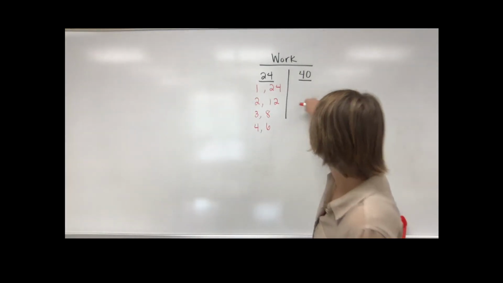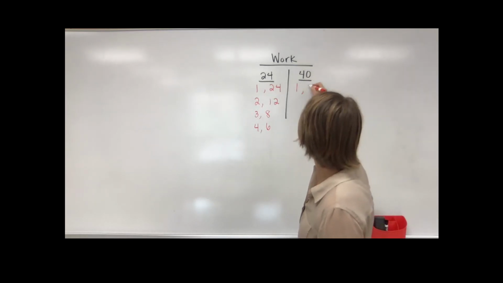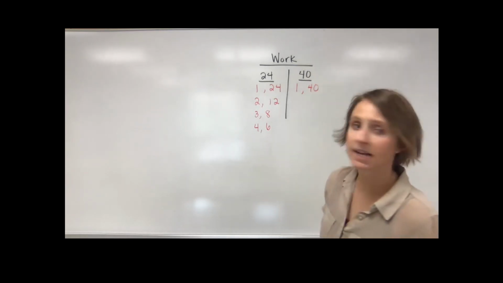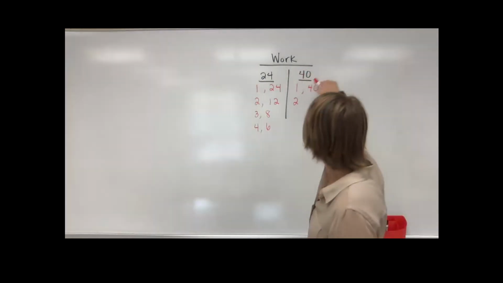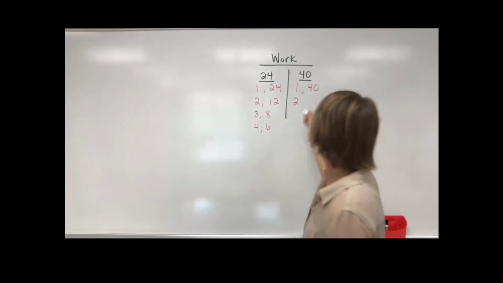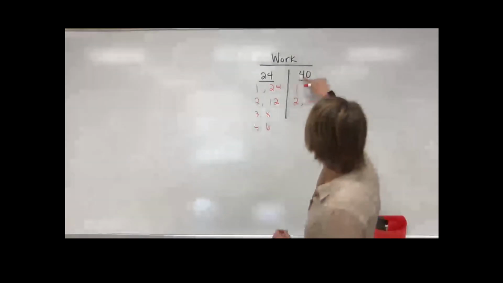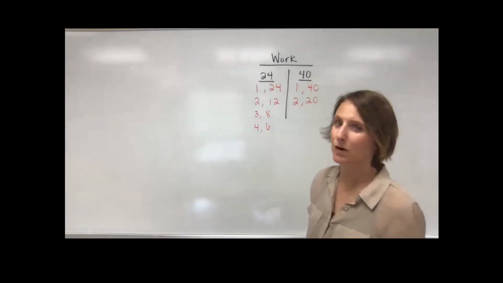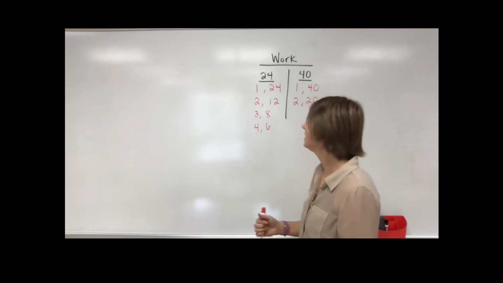Let's go over to 40. The factors of 40 always start with 1 and then the number. So 1 times 40. Anything times 2? Yes. It ends with an even digit, therefore it's an even number. 2 goes into it. 2 and 20. Anything times 3? If I add up the digits, 4 plus 0 is 4. 4 is not a multiple of 3. 3 doesn't go into 4 and give you a whole number.